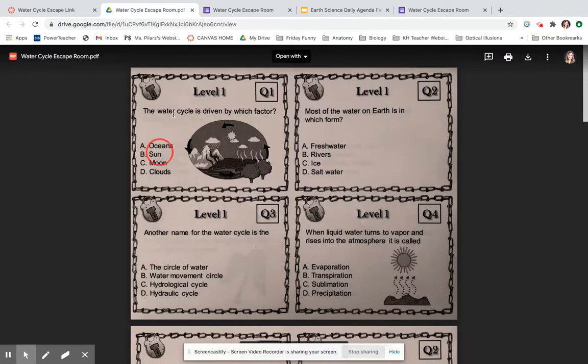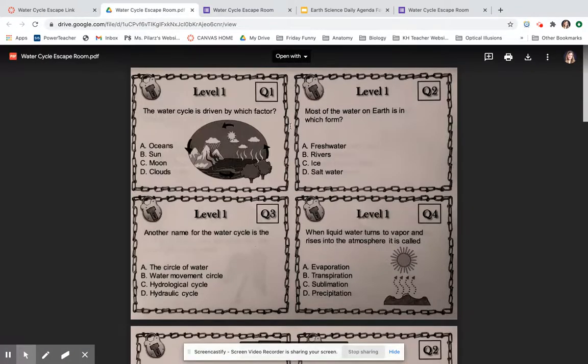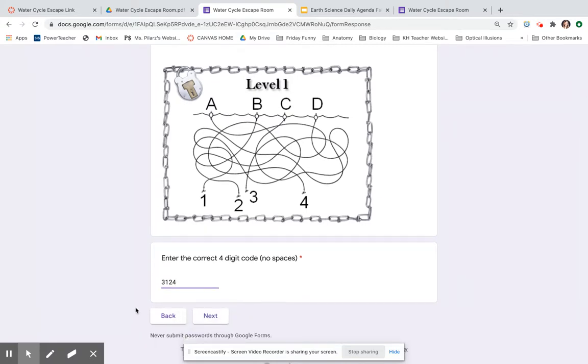And number 1 was B. So I used B. I decoded it and figured out it led to number 3. Question number 2, the answer was D. So I went for the second position, and I found letter D, and I followed it, and it ended up being a 1. And then I did the same idea for the next 2.